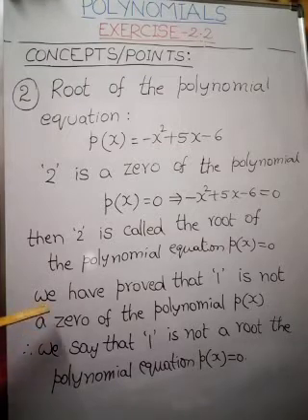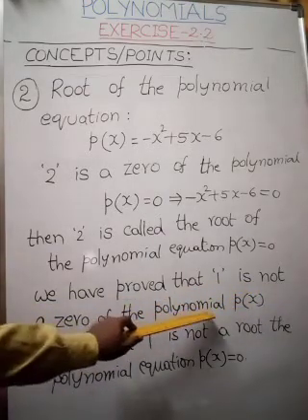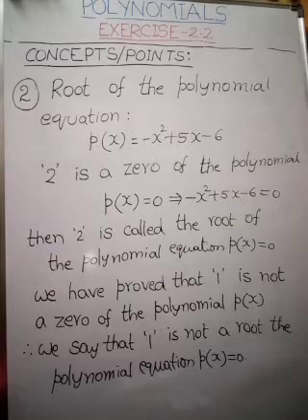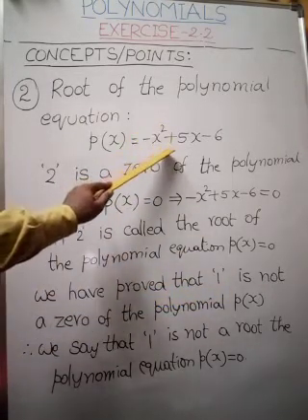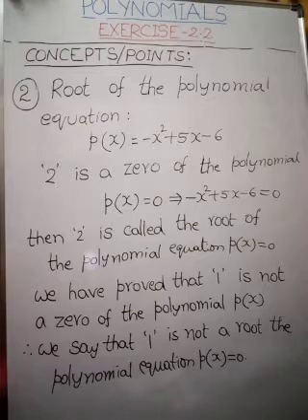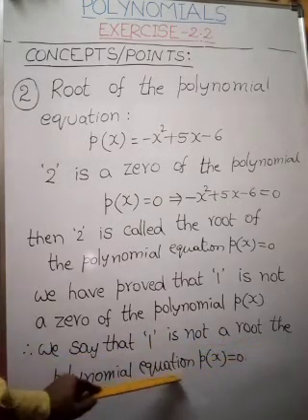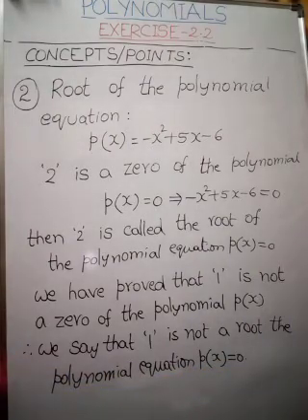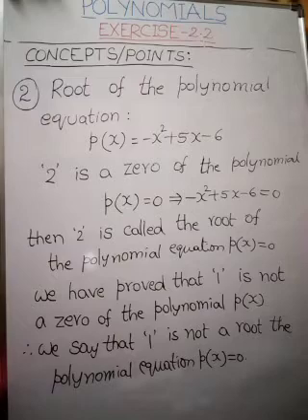Next part. In the previous example, we have proved that 1 is not a 0 of the polynomial p of x. For the same polynomial, it is not a 0. Then we say that 1 is not a root of the polynomial equation p of x is equal to 0.